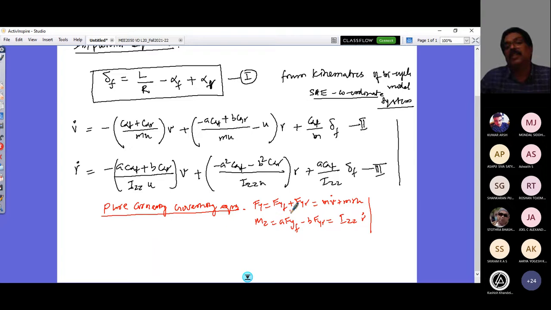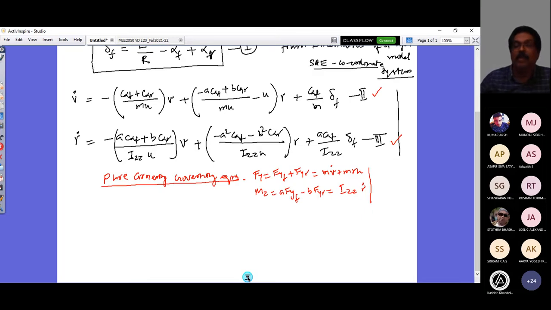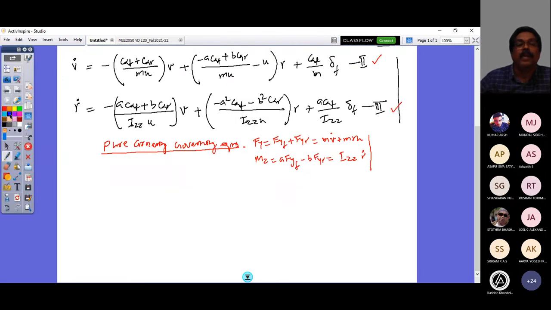In terms of tire cornering stiffness, that is minus C alpha F alpha F minus C alpha R alpha R into these two equations, and we were able to deduce equations 2 and 3, which we were able to represent in a convenient form called the state space form. So that is our fourth equation, Roman letter 4 in our class, that we have already derived.